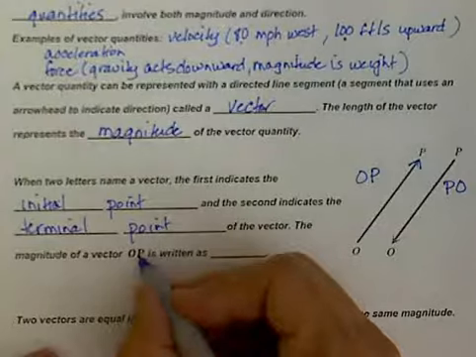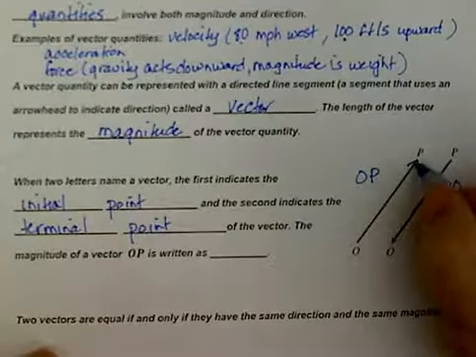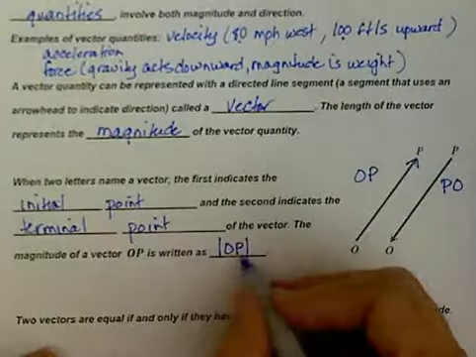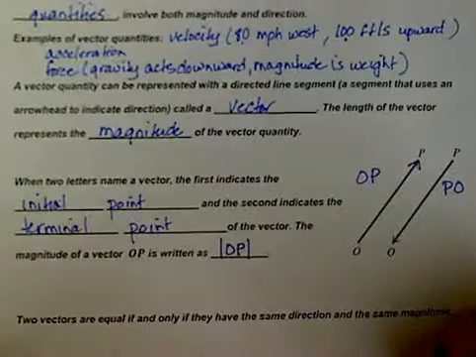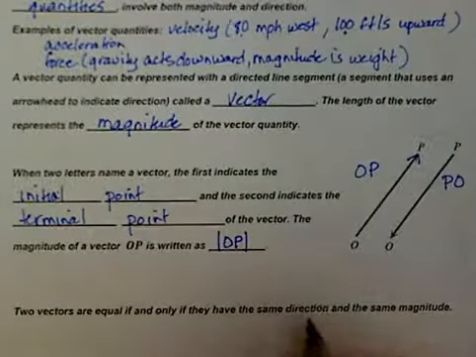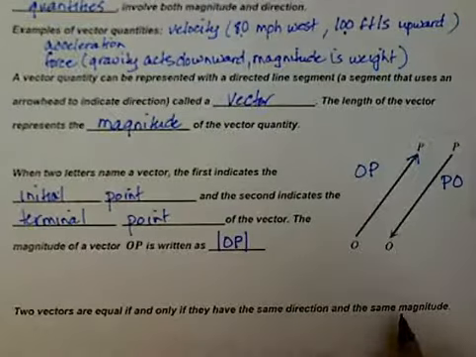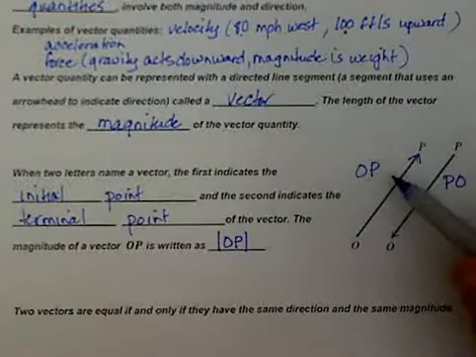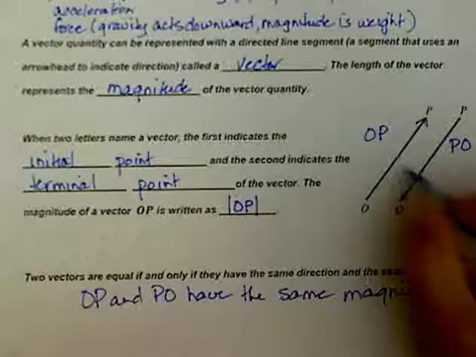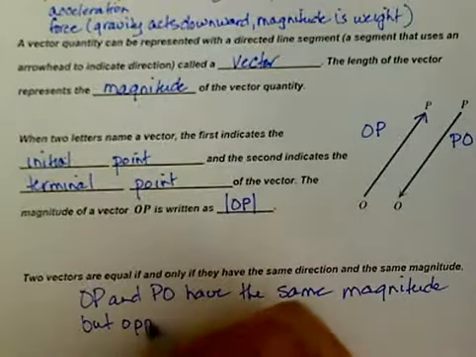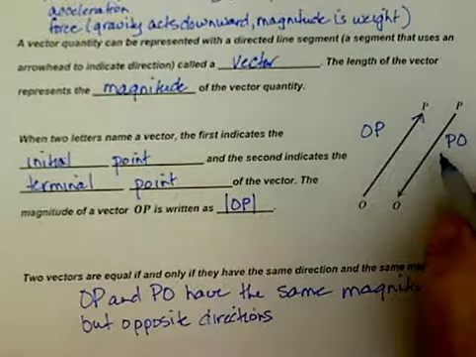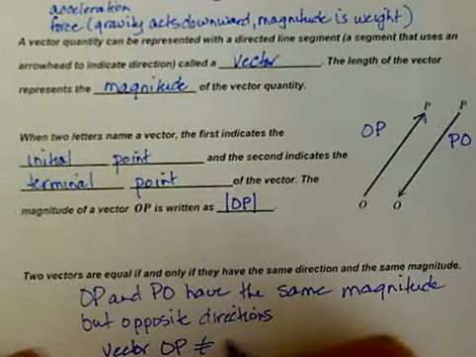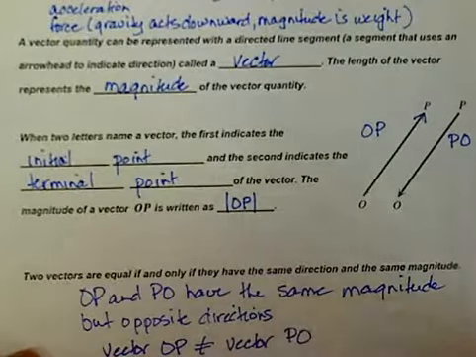If we want to write the magnitude of a vector like this, it's actually the length of that segment, but the way we write it is with vertical lines on either side. It looks like an absolute value symbol. For two vectors to be equal, they have to have the same direction and the same magnitude. Our two vectors here both have the same magnitude because the lengths are the same, but their directions are actually opposite of each other. So these two have the same magnitude but opposite directions. That means these two vectors are not equal to each other. If we're thinking of them as vectors, vector OP is not the same as vector PO.